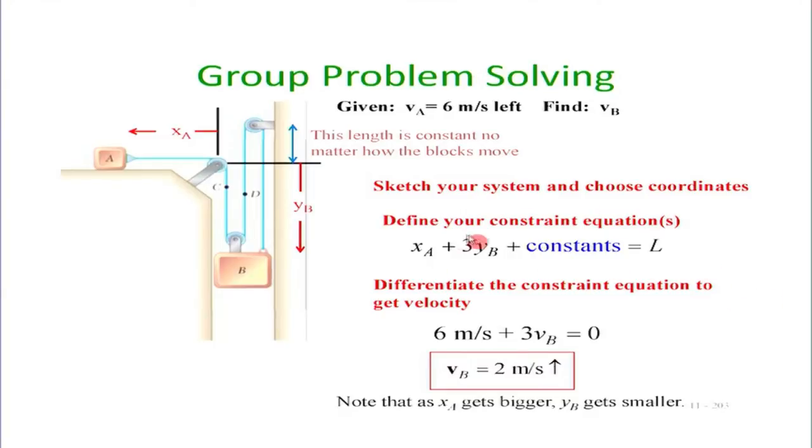Now, you differentiate that with respect to time. What do we get? xA dot plus 2 yB dot is equal to 0, and we can immediately figure out that xA dot is equal to 6 meter per second. So, vB will be equal to minus 2 meter per second, or in other words, because the coordinate axis positive was downwards, minus 2 meter per second means v is positive upwards.